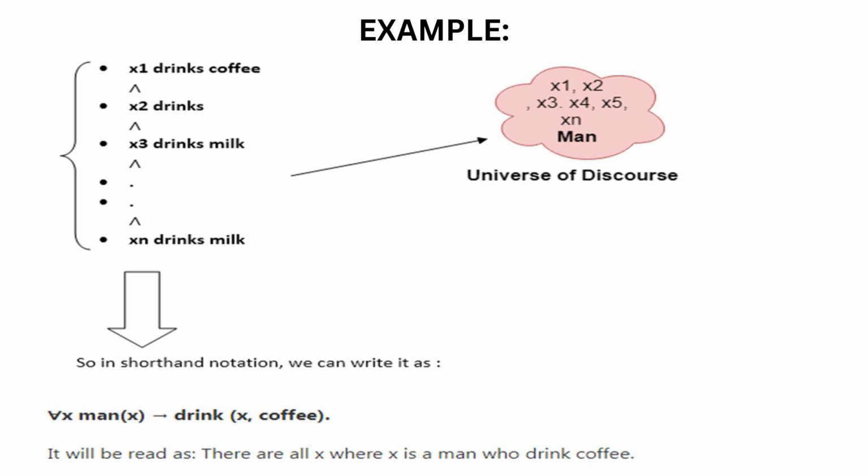So, the complete representation in predicate logic of "all men drink coffee" can be represented as for all x, m of x implies c of x. This representation states that for every individual x, if x is a man, meaning m of x is true, then it's implied that x drinks coffee, c of x is true. In other words, the statement asserts that every man is also a coffee drinker.